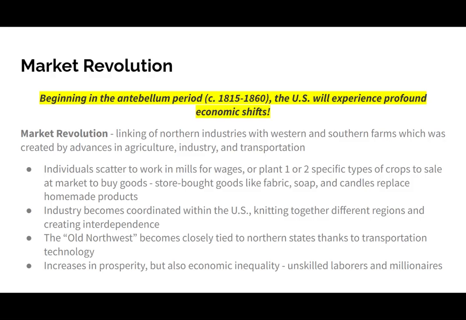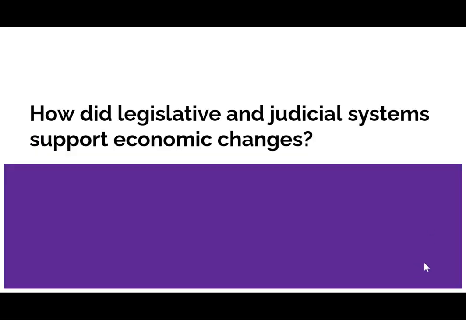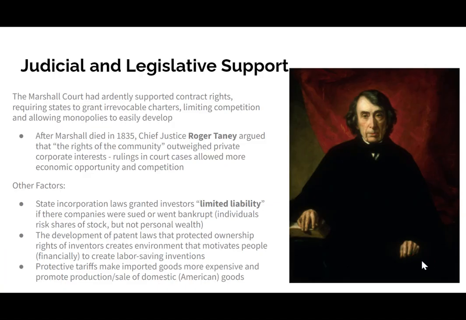And again, you're probably going to be familiar with a lot of these themes from previous classes. So let's talk about the legislative and judicial systems that supported these economic changes. And we'll talk a little bit more in a few minutes about the functionality of what actually causes this change. But let's start by talking about what allows for these changes to take place in the first place in terms of the legislative branch and the judicial branch. What is the government doing to support this change?